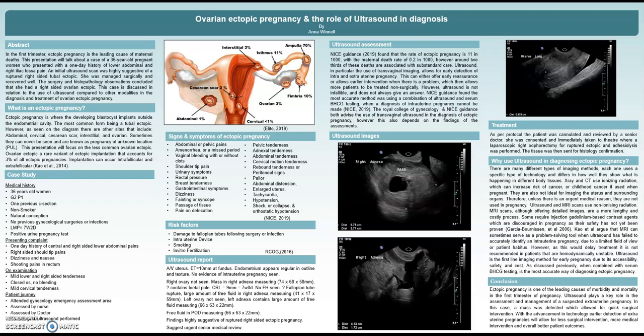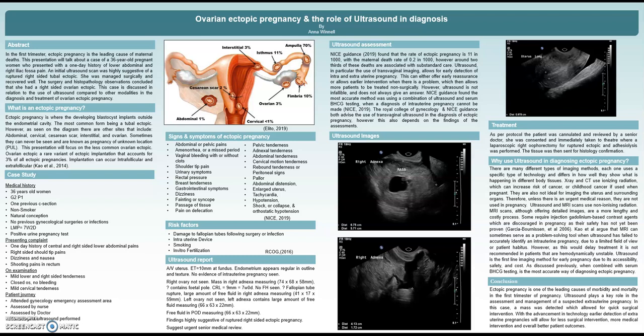There are many different types of imaging methods. Each one uses a specific type of technology and differs in how well they show what is happening in different body tissues. X-ray and CT use ionizing radiation, which can increase the risk of cancer or childhood cancer if used when pregnant. They are also not ideal for imaging the uterus. Therefore, unless there is an urgent medical reason, they are not used in pregnancy.